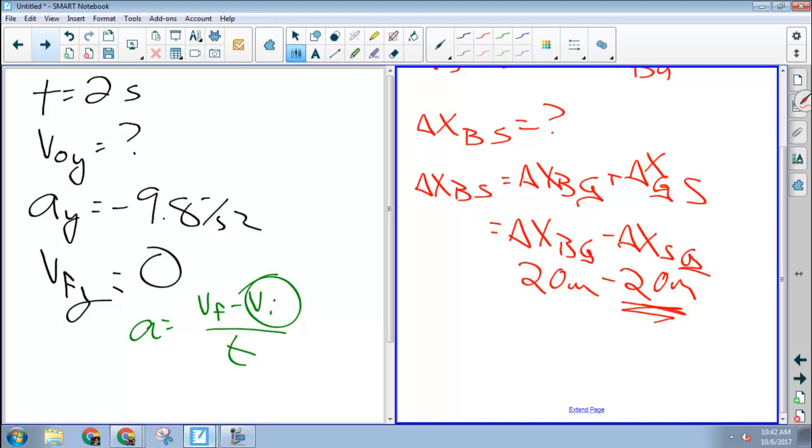Aren't they going in opposite directions? Isn't the velocity of the sled technically negative, so wouldn't it be minus negative? Yes, minus negative. Thank you. That's what I'm missing. So that gives you 40 meters. There we go. Sorry about that. That makes way more sense.